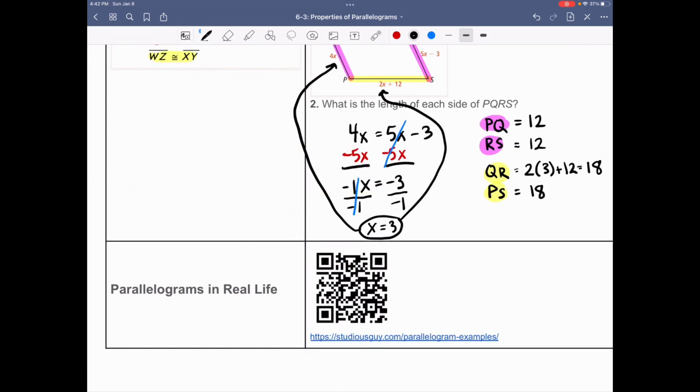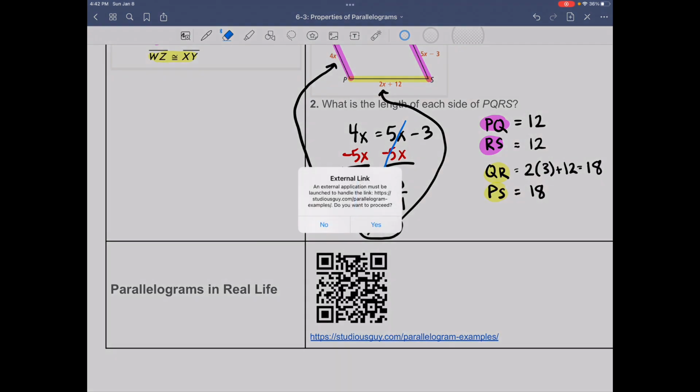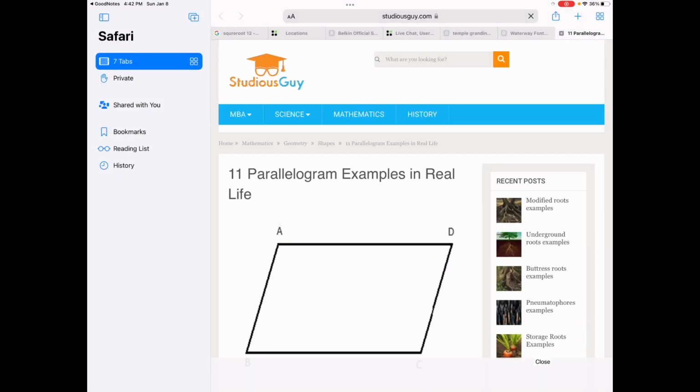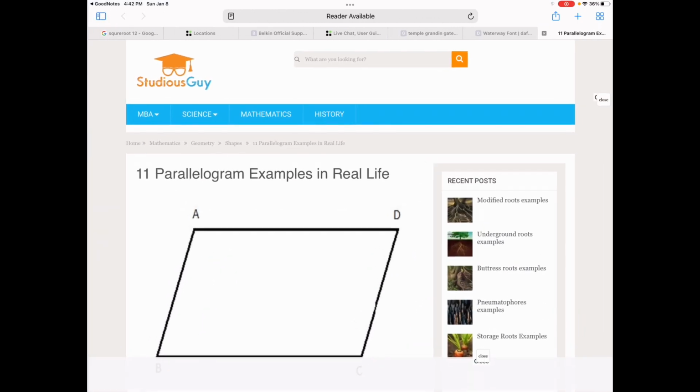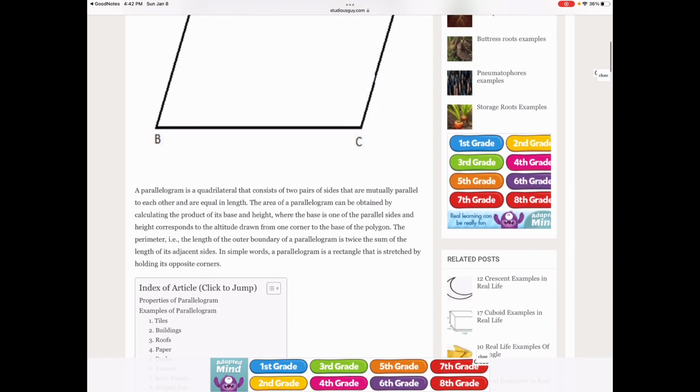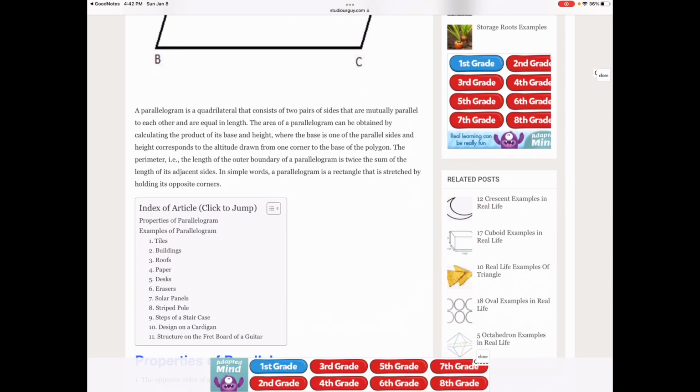There's a QR code here, so normally I say don't take your phones out when we're doing notes, but in this case, if you are going to scan the QR code to follow along, you are welcome to do so. And I'm going to try going to this website, see if it'll work. Open link. All right, I did open it. 11 parallelogram examples in real life. This goes through, there's a bunch of ads.